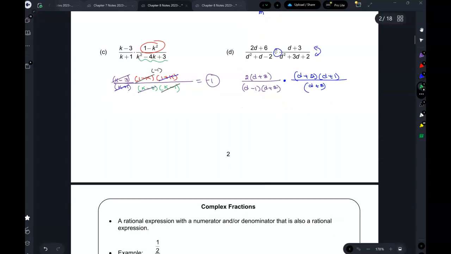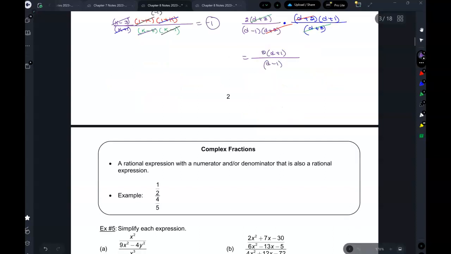Okay, so let's see what we can cancel out here. Definitely some D plus 3s, some D plus 2s. That's it, right? So this becomes 2D plus 1 over D minus 1. Yeah, right? Okay.